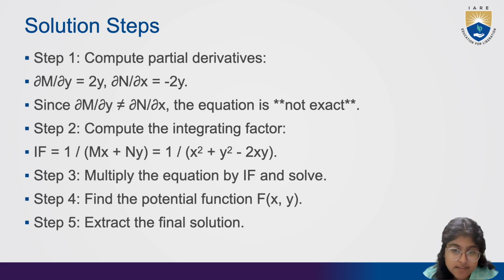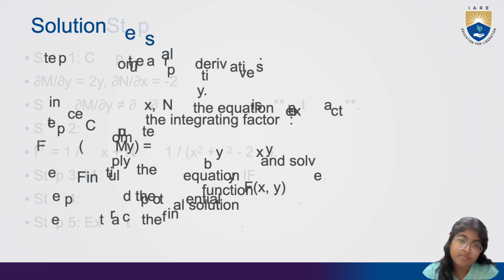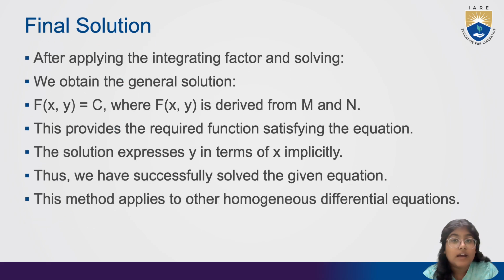Now, we can finally say that the integrating factor IF is equal to 1/(x² + y² − 2xy). After applying the integrating factor and solving, we obtain a general solution f(x, y) = c, where f(x, y) is derived from integrating M and N. So we can see that after multiplying the integrating factor with the non-exact equation, we obtain an exact equation.